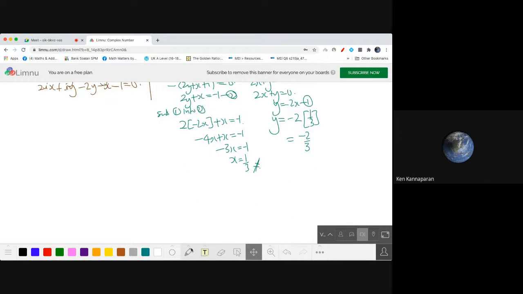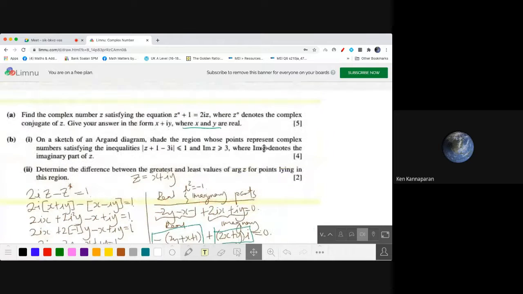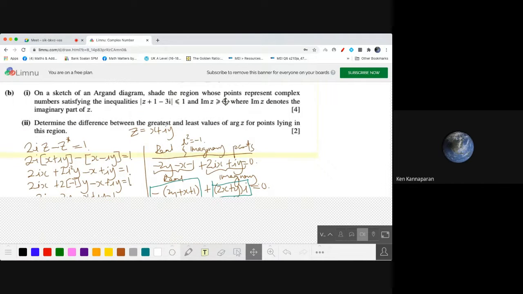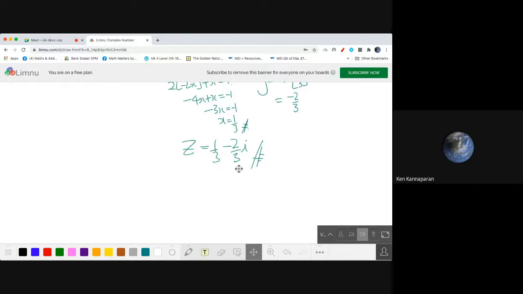Okay, now we have to rewrite this in terms of complex number whereby z equals to 1 over 3 and then minus 2 over 3 i. Okay, and if you read the question, it says give your answer in the form of x plus iy, where x and y are real, and 1 over 3 and minus 2 over 3 are real values. Okay, not i, but 1 over 3 and negative 2 over 3, it's a real value. Okay, next part B.